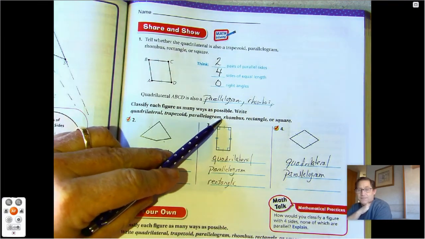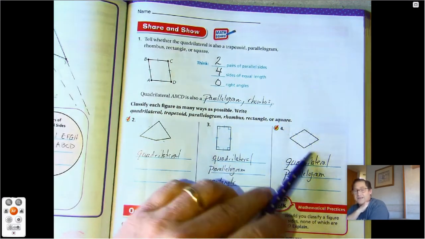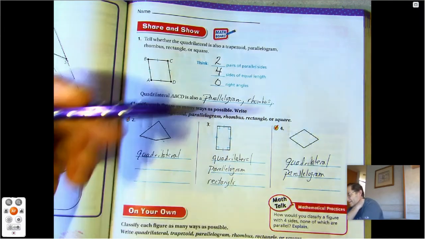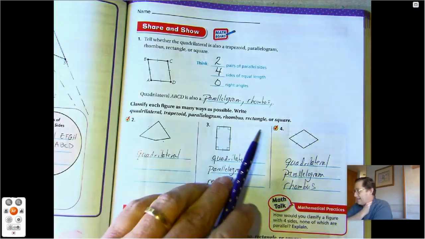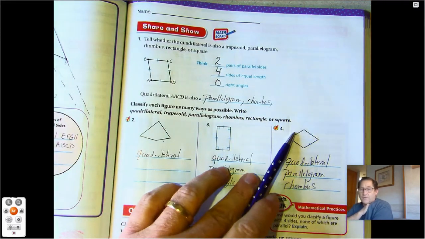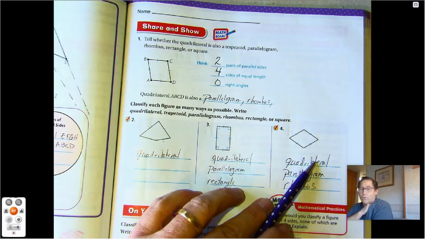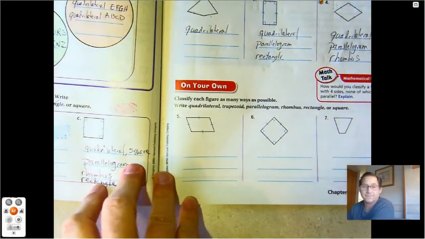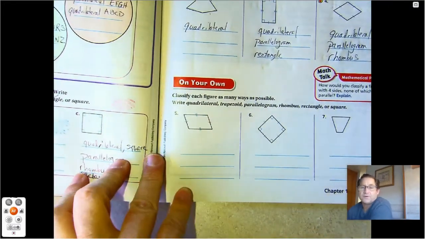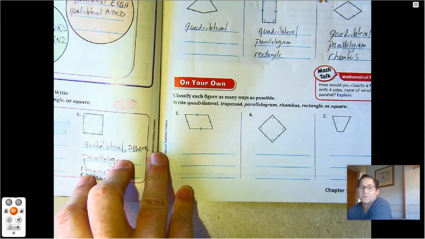It is a rhombus because it has two pairs of parallel sides and it has four sides of equal length. It is not a rectangle or a square because it does not have four right angles. Number 5. Write quadrilateral, trapezoid, parallelogram, rhombus, rectangle, or square.